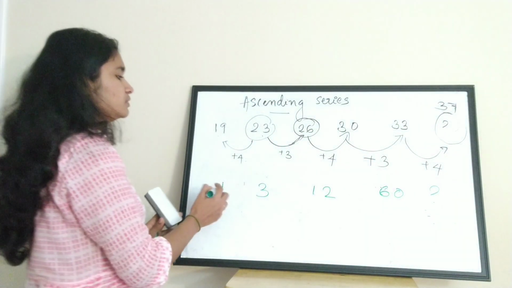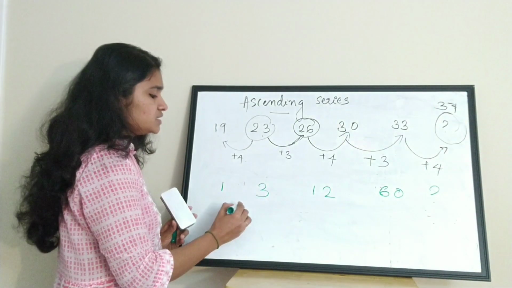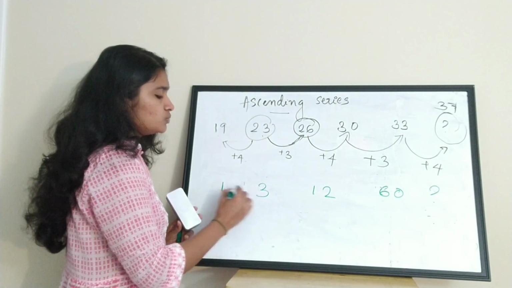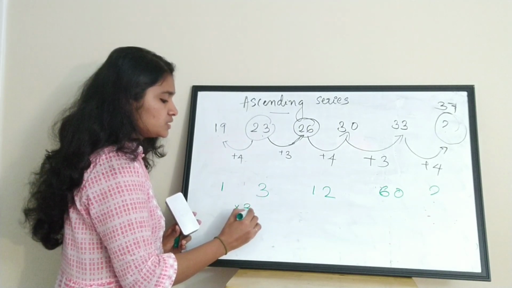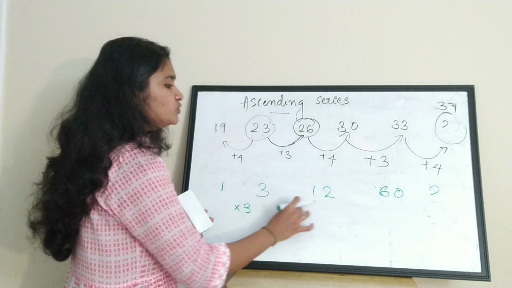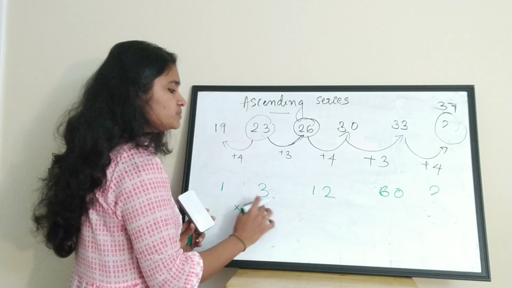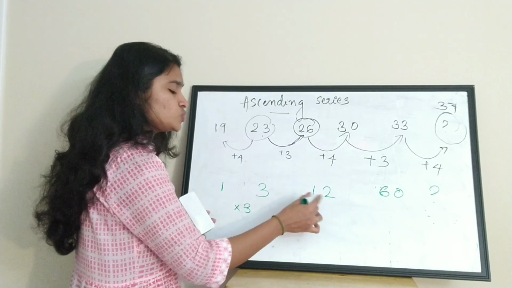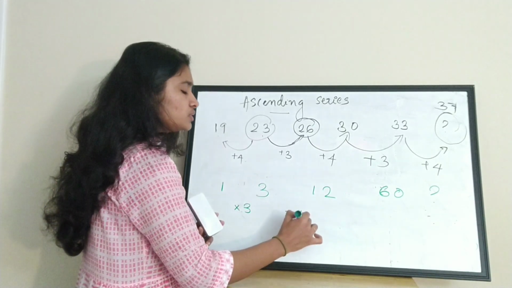So here, 1 is multiplied with which number to get 3? It is with 3, right? And if you see 3 and 12, 3 is multiplied with which number to get 12? That is 4.